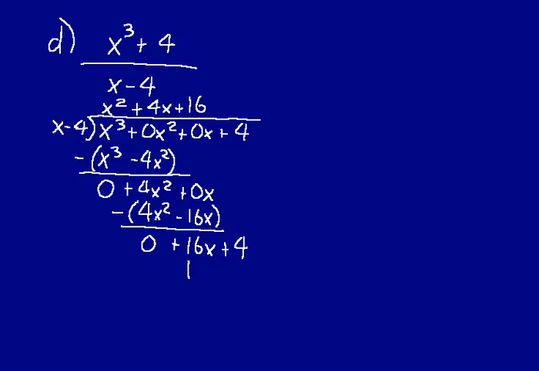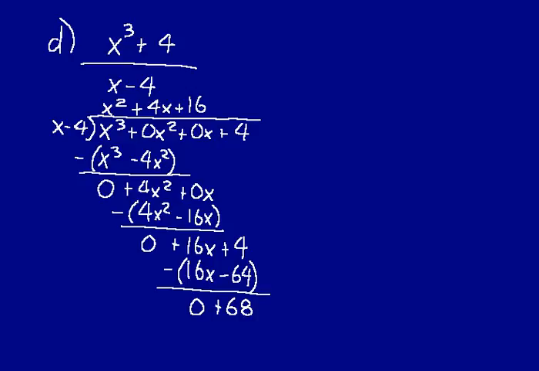16 times x is 16x. 16 times negative 4 is a negative 64. We're doing subtraction here, so we put a subtraction out there, and we get rid of the 16x's like we wanted to, and we'll have 4 plus 64, which will be a positive 68. And so that's our remainder.